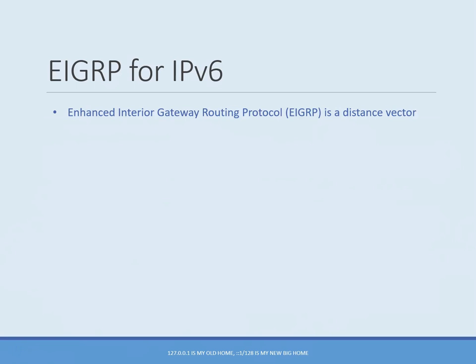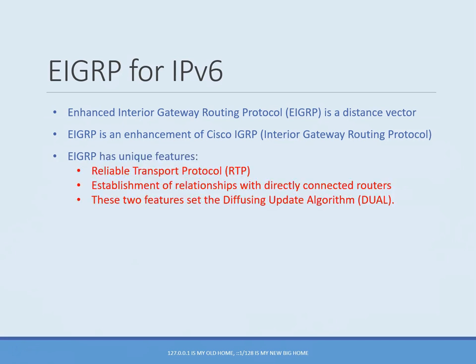Enhanced Interior Gateway Routing Protocol is a distance vector protocol. It is an enhancement of IGRP, Interior Gateway Routing Protocol, and both of them are Cisco copyrighted protocols and only operate on Cisco routers.